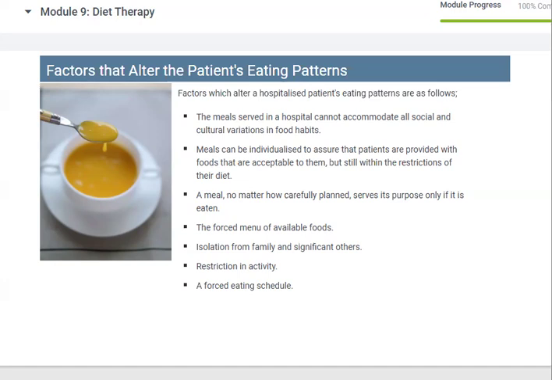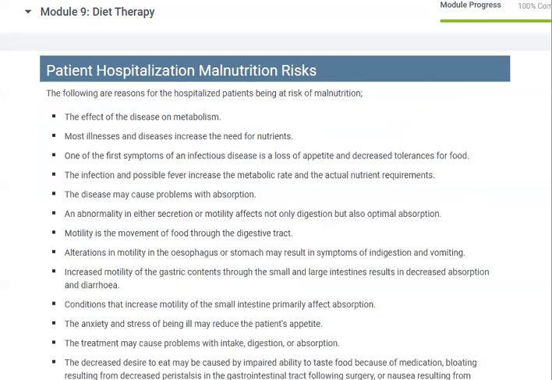A meal, no matter how carefully planned, serves its purpose only if it is eaten. The forced menu of available foods. Isolation from family and significant others. Restriction in activity. A forced eating schedule. Patient hospitalization malnutrition risks. The following are reasons for the hospitalized patients being at risk of malnutrition.